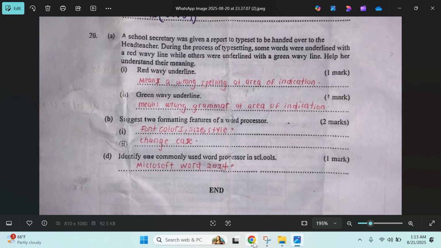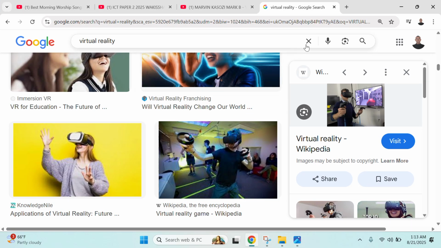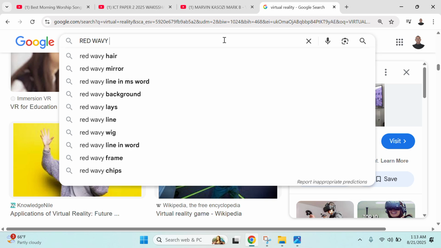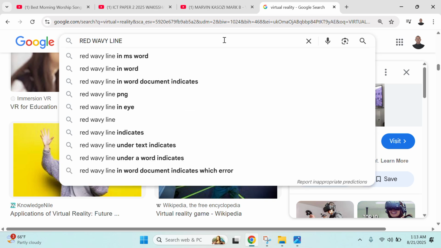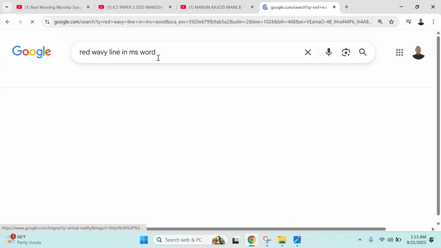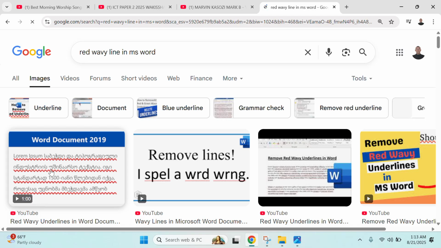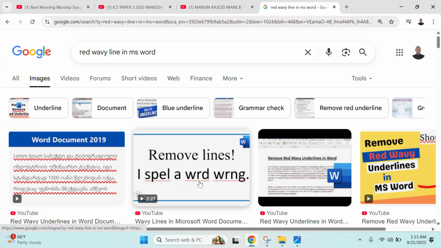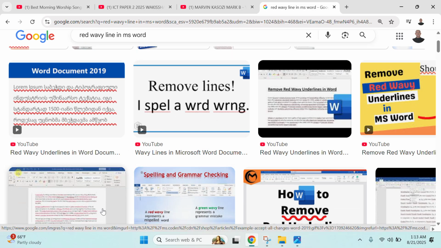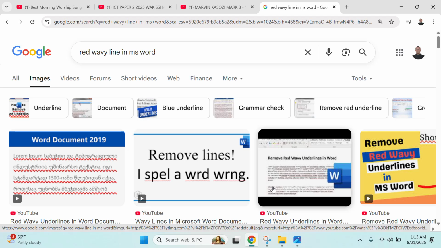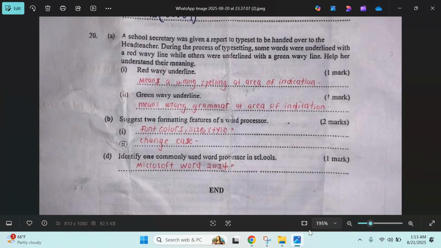So that red wavy line, if I can open my Google, red wavy line in MS Word. Yeah, something like that. A red wavy line means a wrong spelling. If you see those red wavy lines indicating that word, it means a wrong spelling.